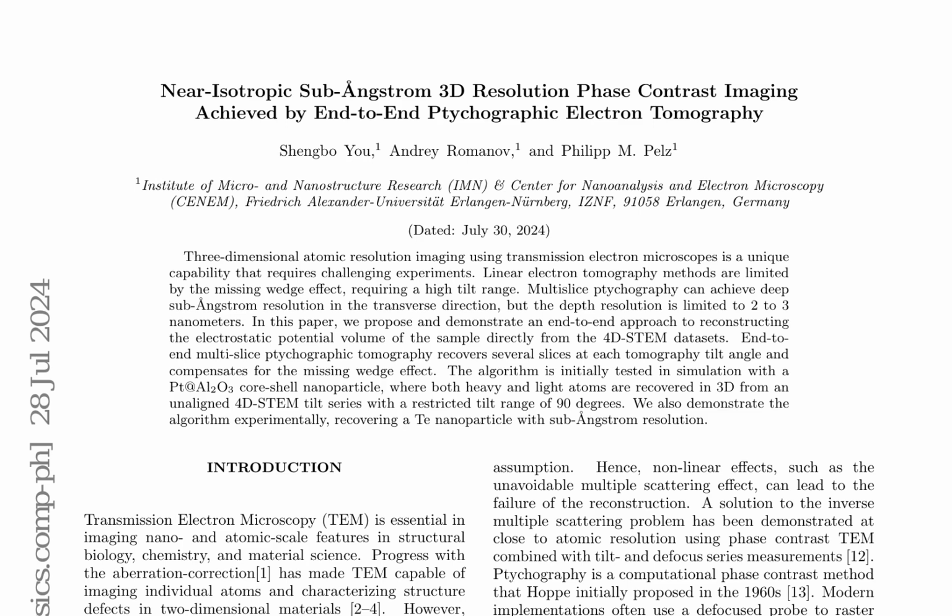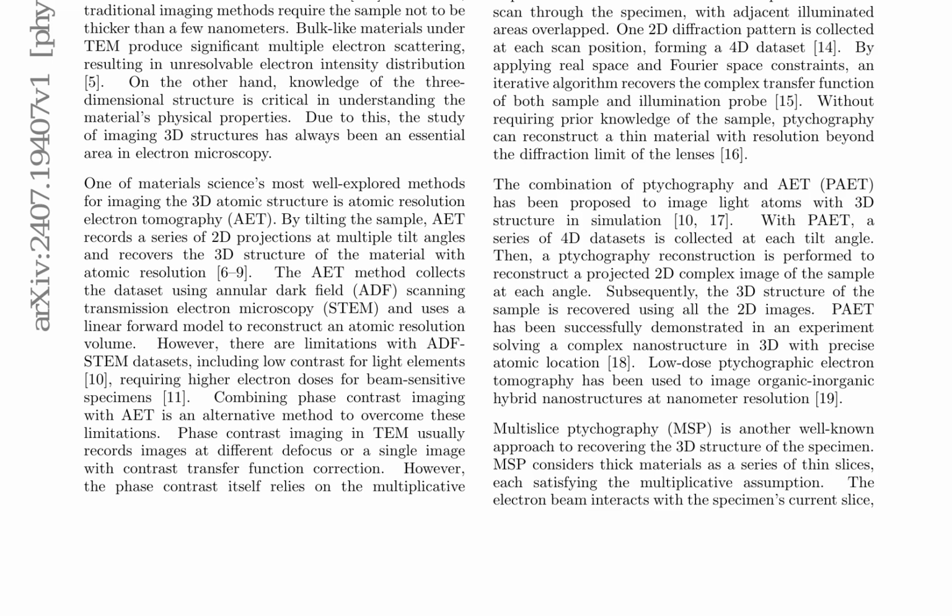The algorithm is initially tested in simulation and experimentally demonstrated, recovering a Te nanoparticle with sub-Ångstrom resolution. The reconstruction workflow consists of 3 steps: fast reconstruction using bright field data, estimation of global tomographic alignment parameters, and final reconstruction of the sample's 3D volume. This innovative method offers a significant improvement in imaging capabilities, particularly for thicker samples and light elements, with potential applications in materials science and structural biology.